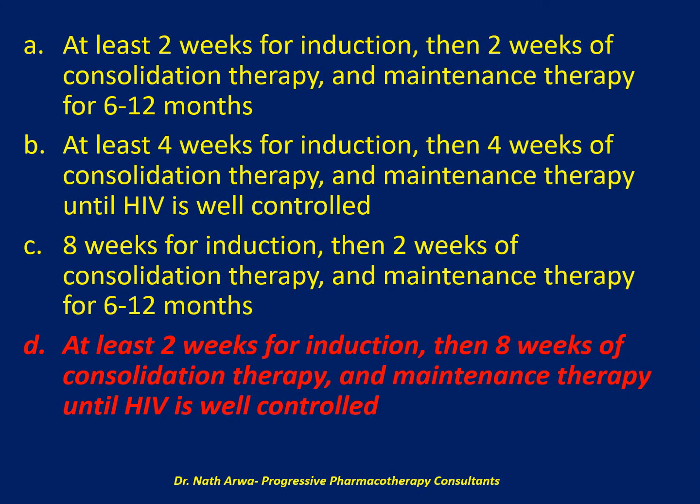D is the correct answer. At least 2 weeks for induction, then 8 weeks of consolidation therapy and a maintenance therapy until HIV is well controlled. Now, just to repeat, 2 weeks of induction and 8 weeks of consolidation followed by a maintenance therapy until HIV is controlled is the guideline recommended treatment course for cryptococcal meningitis.